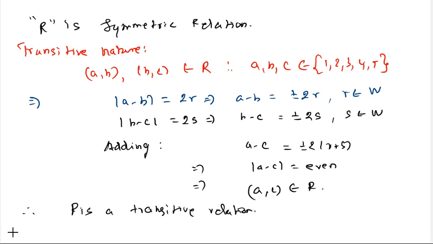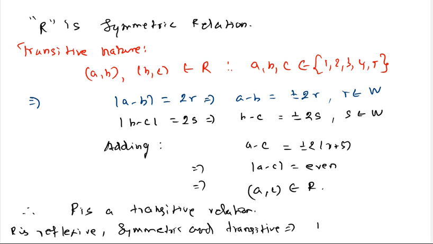R is a transitive relation, and here R is reflexive, symmetric, and transitive. So we can say R is an equivalence relation. And what is the remaining part of the solution? That is the question, and we have to check it now.